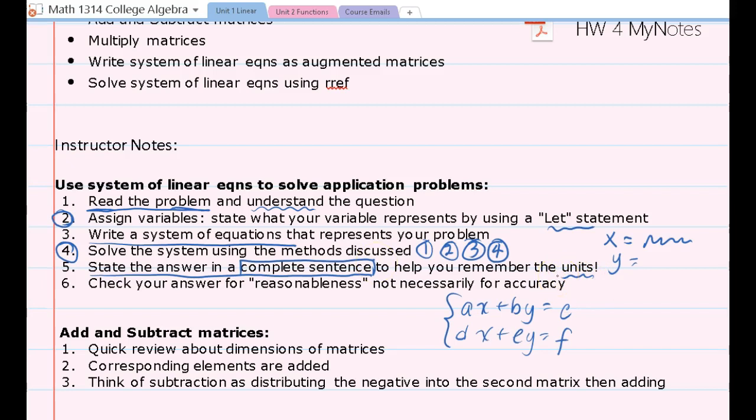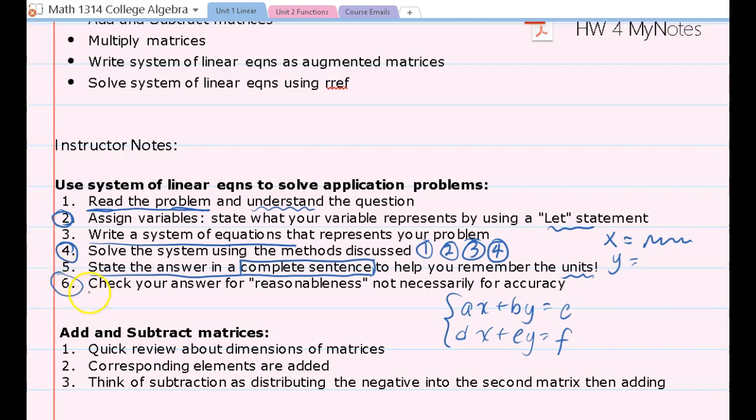I believe MyMathLab will actually have the sentence probably written for you, and all you have to do is plug in your answer. But I want you to be able to understand that when you are doing this, you want to make sure you're clear about answering the question.